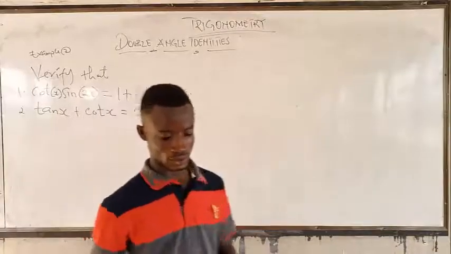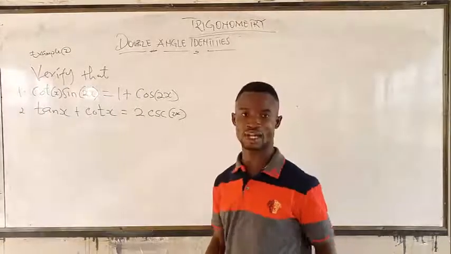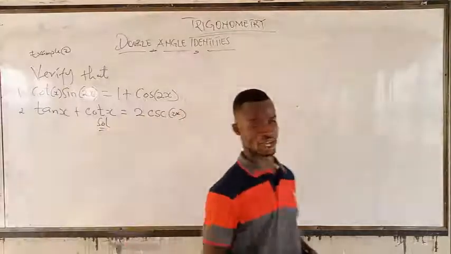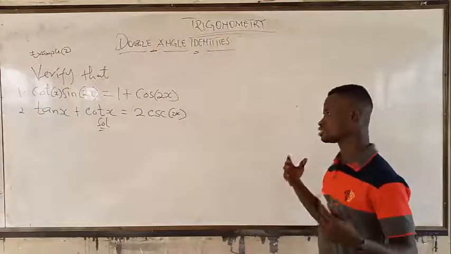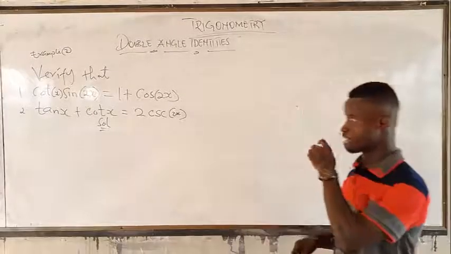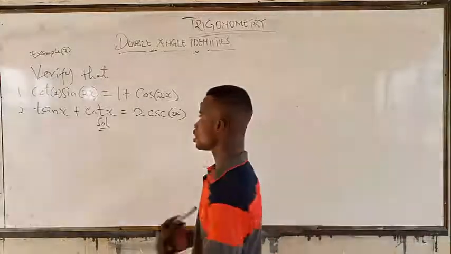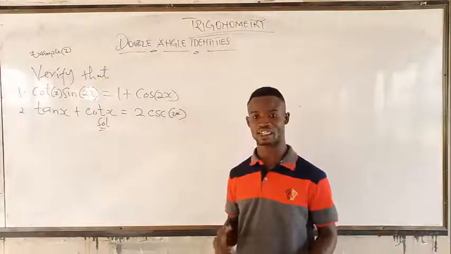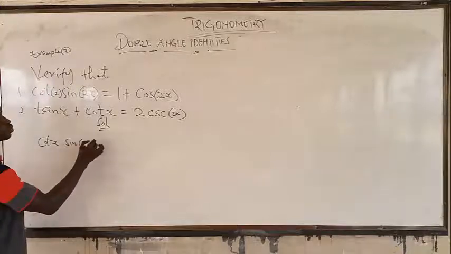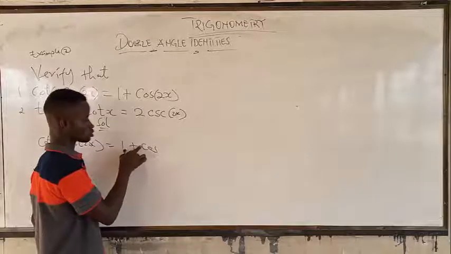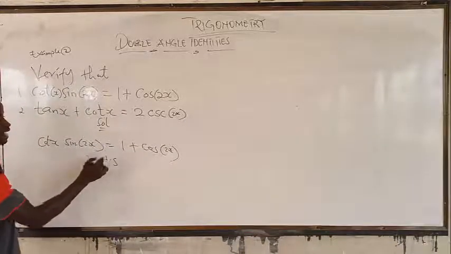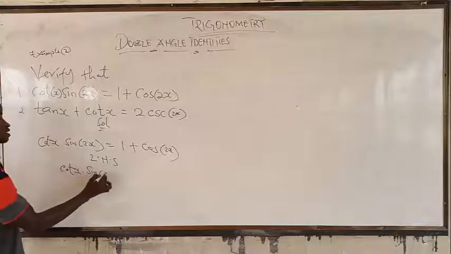Alright, so we look at how to verify these double angles. So let's look at the first one. Now this is similar to the one that we did in verifying trigonometric identities. Know all your fundamental identities and also all your double angle identities, and you'll be able to verify it. So we pick whether the left hand side or the right hand side, the one that is more complicated. So for the first question, we have cot S sin 2S is equal to 1 plus cos 2S. So we pick the left hand side, which is cot S sin 2S.